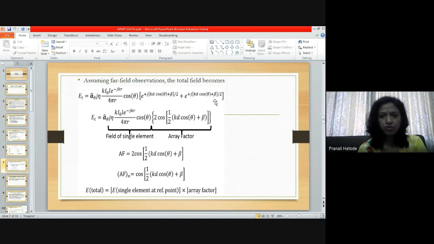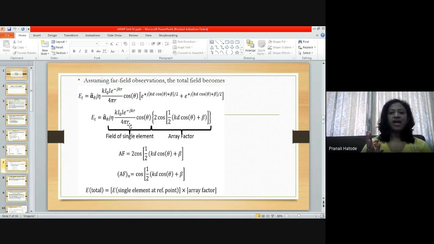Now after further simplification of this equation, we get E_T equals the field of a single element times the array factor. The equation in the bracket is nothing but the array factor. Now you can see the field of the single element is based on the field, the wave number, the length, and the distance r, that is the distance of the reference point from the element. That means it is the actual radiation of the element.